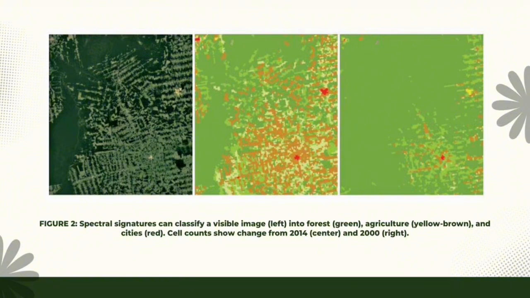Most of the land is green, so there was plenty of forest back then. But in the middle map, it shows the same place in 2013, but we can see much more yellow and brown spread out in the map.